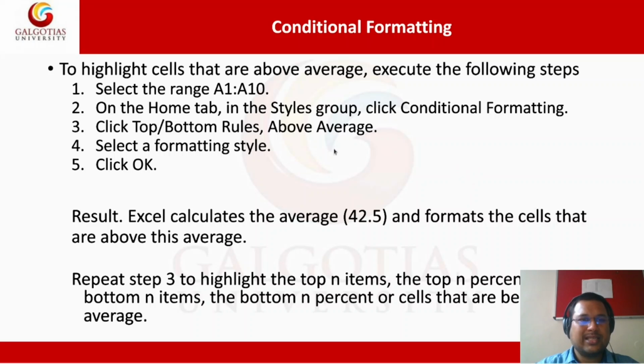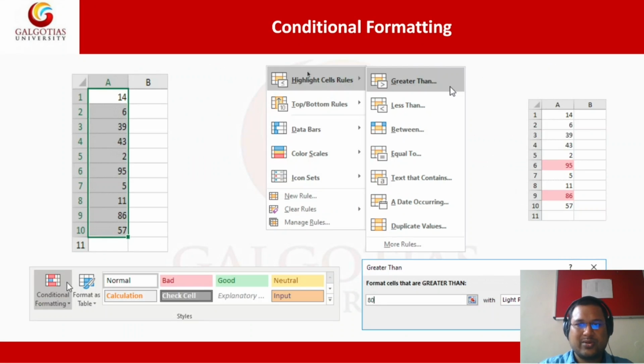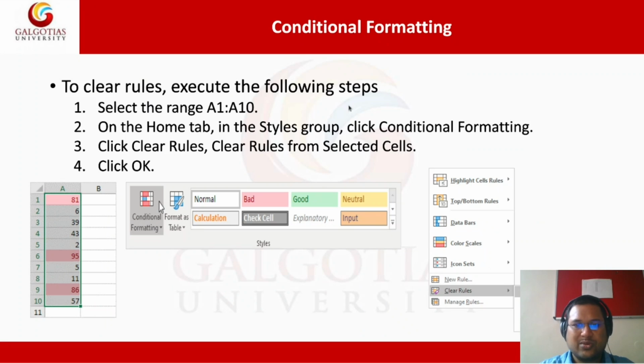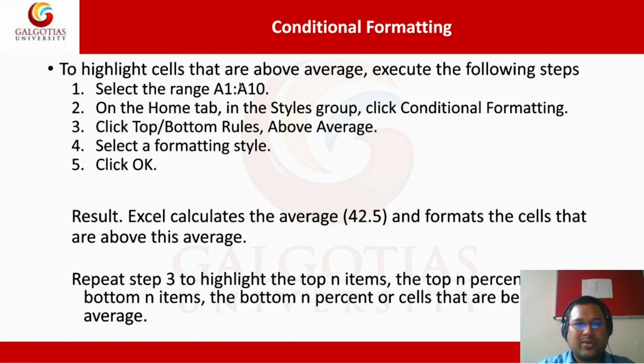Now that is one case. Now to highlight the cells that are above average, see, there are two things I showed you: one is Highlight Cell Rules and one is Top/Bottom Rules. Top/Bottom Rules means you want to see the top 10 items, top 10%, bottom 10 items or bottom 10%. They are all different, so accordingly you can do that. Suppose you want to see all the people above average, execute the following steps. Again same, you select the data cells, select Conditional Formatting, click Top/Bottom Rules, Above Average, select the formatting style, click OK.